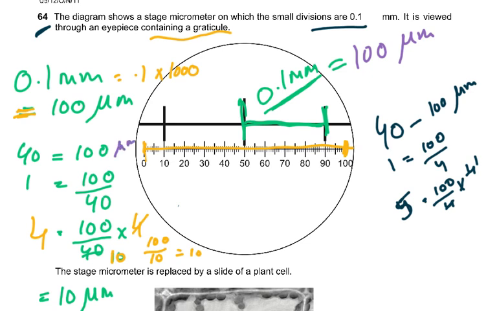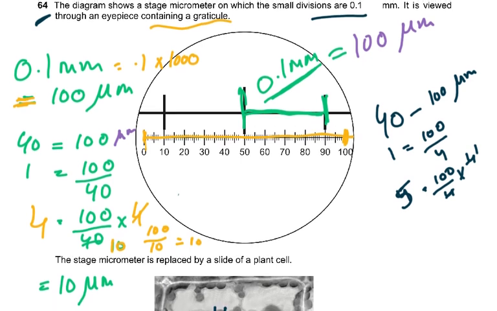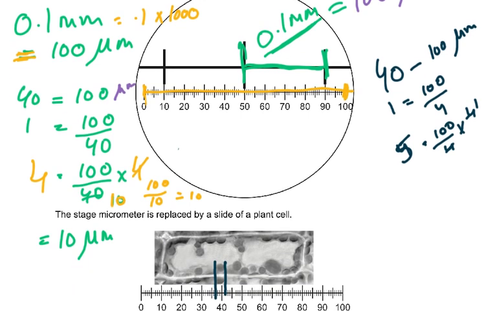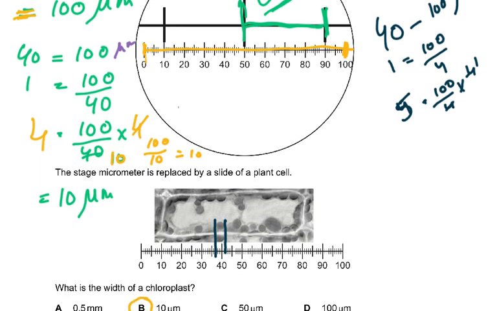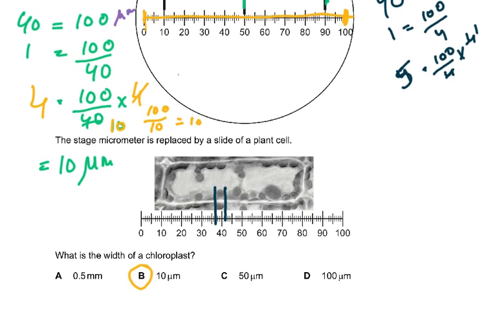So 1 is equal to 100 over 40. So 4 is how many? Why do we do 4? Because the stage micrometer is replaced by a slide of a plant cell. What is the width of a chloroplast? Now the chloroplasts are these structures. I'm going to just rub this off and then I'm going to show you the chloroplast. Please remember, this is a chloroplast, this is a chloroplast, this is a chloroplast. Please remember, this is the nucleus.